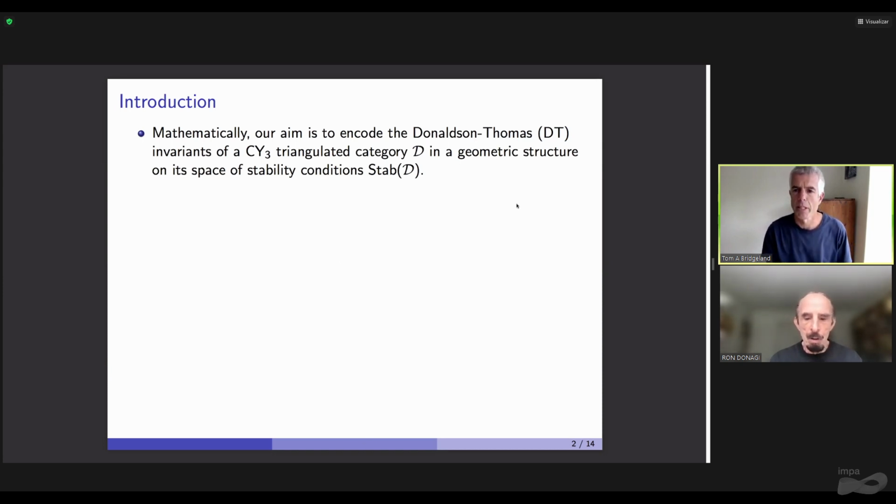Mathematically, you could say that what we're trying to do is somehow encode Donaldson-Thomas invariants in some geometry. Naively, you could think of the analogy whereby it's a very well-known story, an important part of mirror symmetry, that genus 0 Gromov-Witten invariants can be encoded in a Frobenius structure. So that's one naive motivation for why you might want to ask: are there any geometric structures around which somehow encode Donaldson-Thomas invariants?